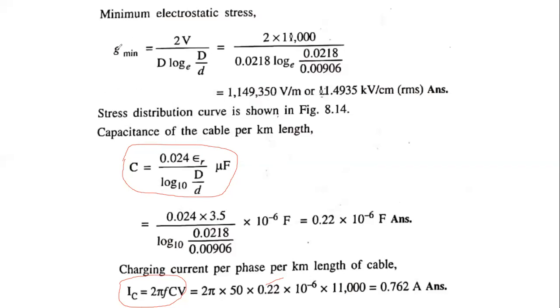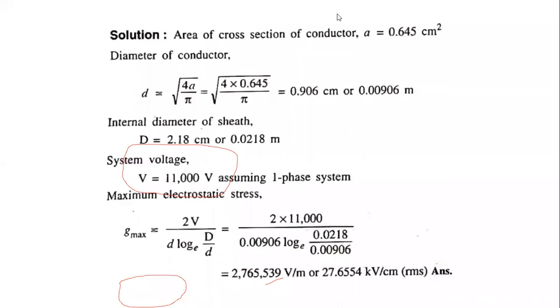Okay, this is the formula for G maximum value. Therefore, G maximum is equal to 2V by D log e, capital D by small d. In that, V is the voltage and small d is the diameter of the conductor and capital D is the diameter of the insulation of a core. Okay, understand, this is the G maximum formula.